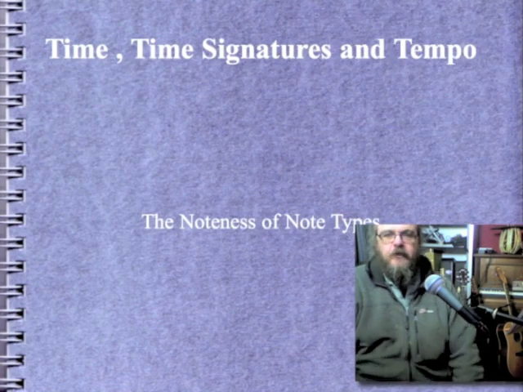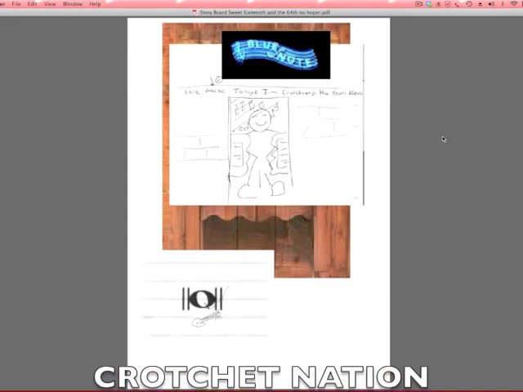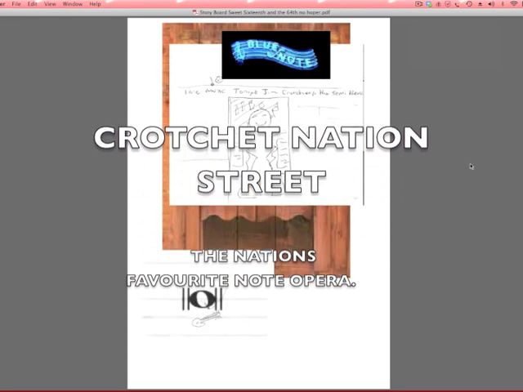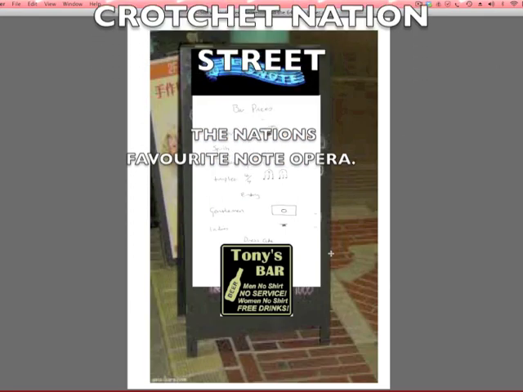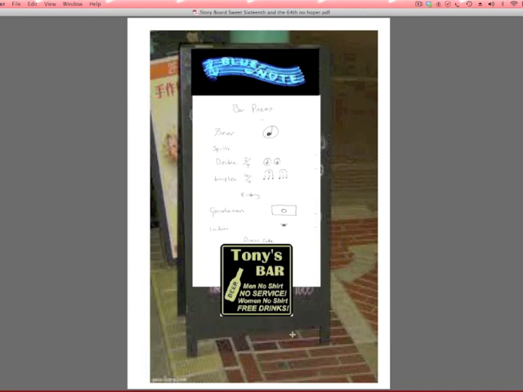Signatures and tempo, the noteness of note types. So there's this breve, and he walks into a bar, as whole notes tend to do. He pays a quarter note for a beer, pays his entry of a whole note, and takes a look at the dress code. Tony's bar: men no shirt, no service; women no shirt, free drinks.